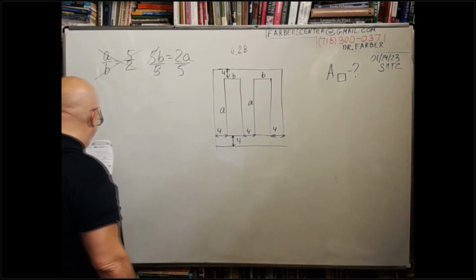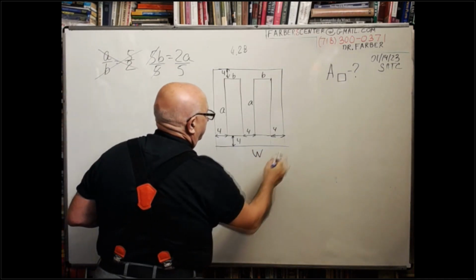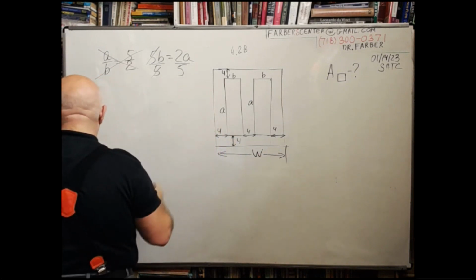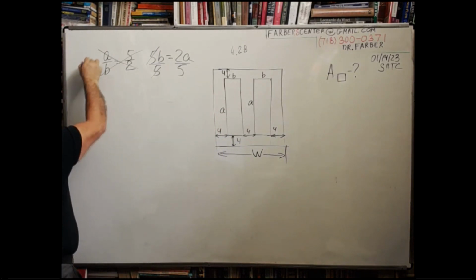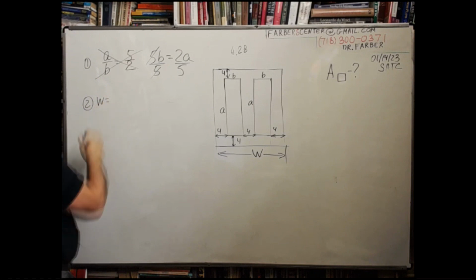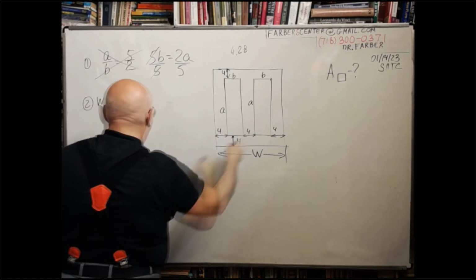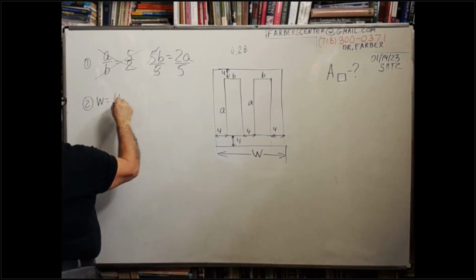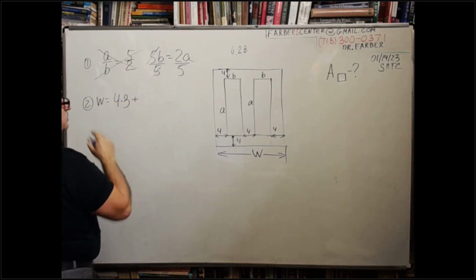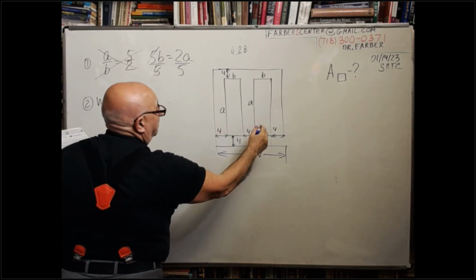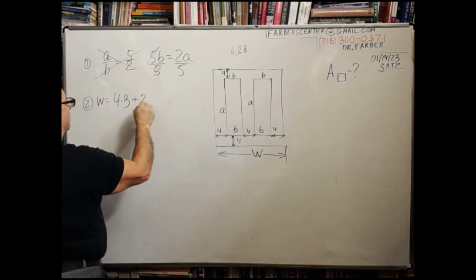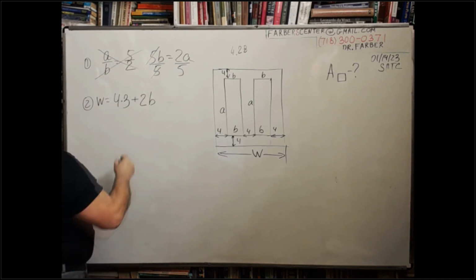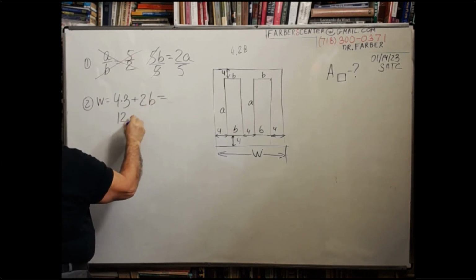Now, how to find the width of this square, W? From this count, what do we have? Step number 2. This W equals 4, 4, 4. So 4 times 3 pieces, plus b plus b, because of both of these b, plus 2b. Which is 12 plus 2b.